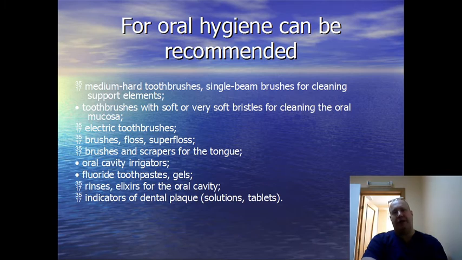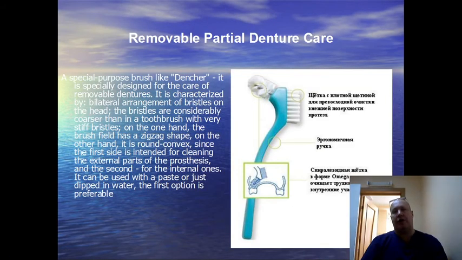For oral hygiene, medium hard toothbrushes can be recommended, single beam brushes for cleaning support elements, toothbrushes with soft or very soft bristles for cleaning the oral mucosa, electric toothbrushes, brushes, floss, super floss, brushes and scrapers for the tongue, oral cavity irrigators, fluoride toothpastes, gels, rinses, elixirs, mouthwashes for the oral cavity, and indicators of dental plaque, solutions, tablets. Removable partial denture care.